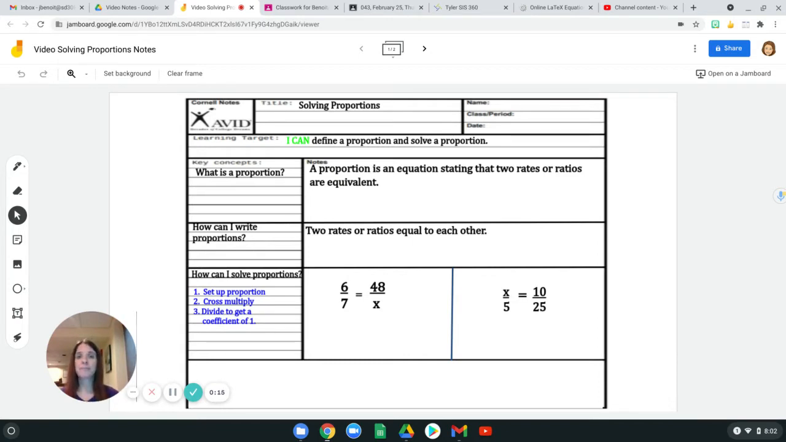Get your title, solving proportions, your learning target. I can define a proportion and solve a proportion. And remember, with this video, you can pause and rewind to watch it at your own pace.